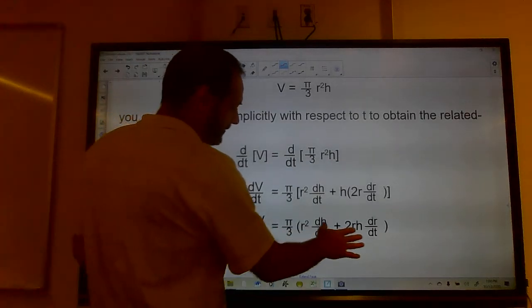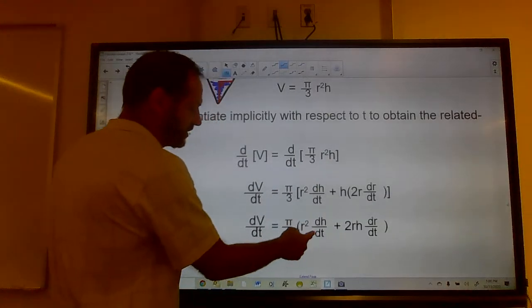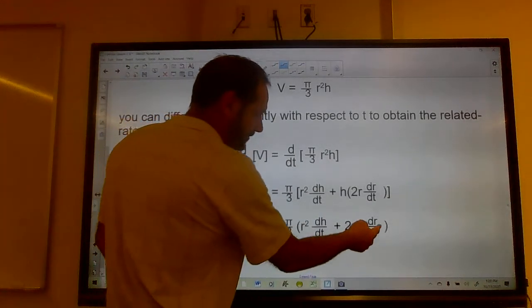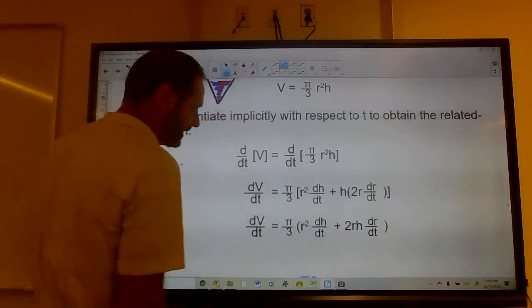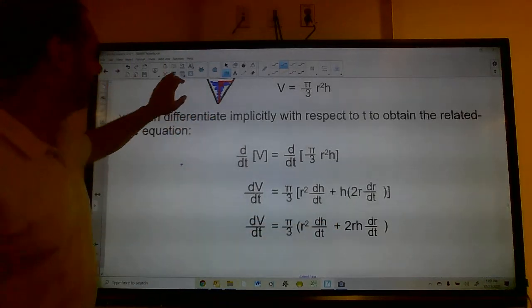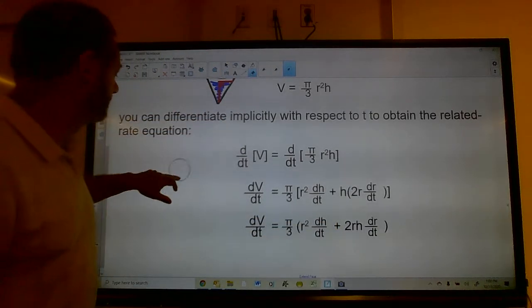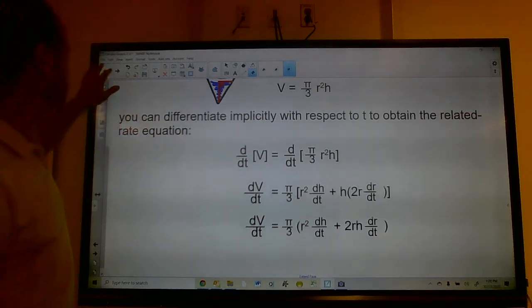Okay, all these different things represent numbers. This is the rate of the height changing with respect to time. This is the rate of the radius changing with respect to time. This is the height, this is the radius. We've got some constants in here. So all of that is things that we're going to use in different problems.